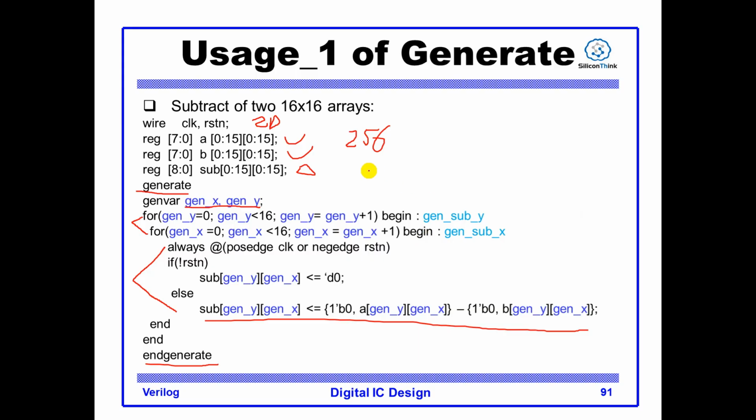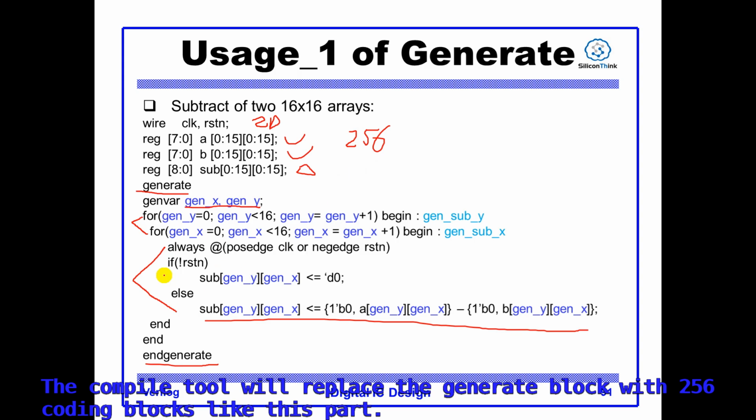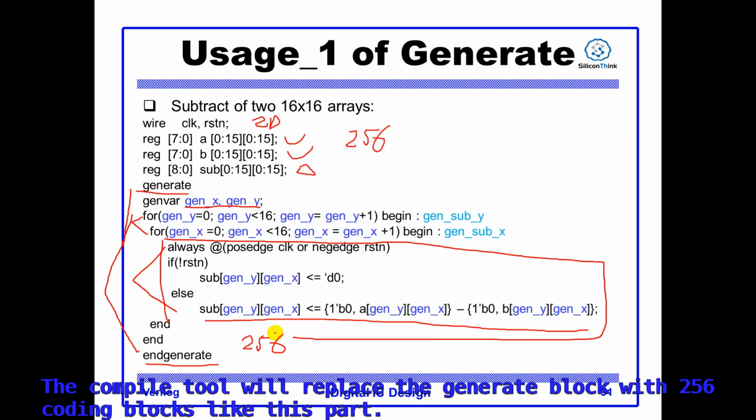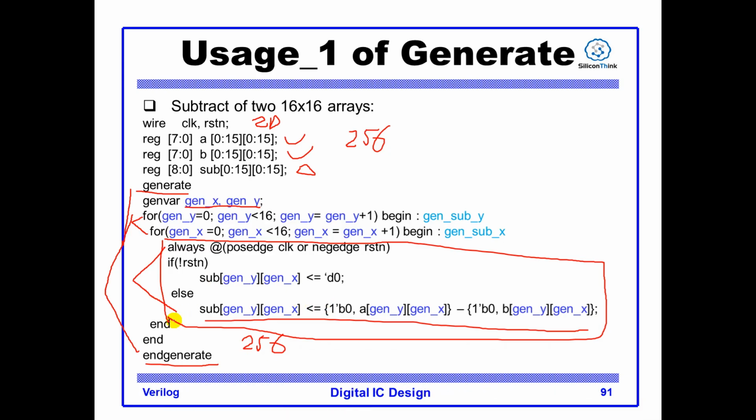The effect of this generate is at compile time, and after that, the compile tool will replace this generate block with 256 coding blocks like this part. This part will be copied 256 times by the compile tool.